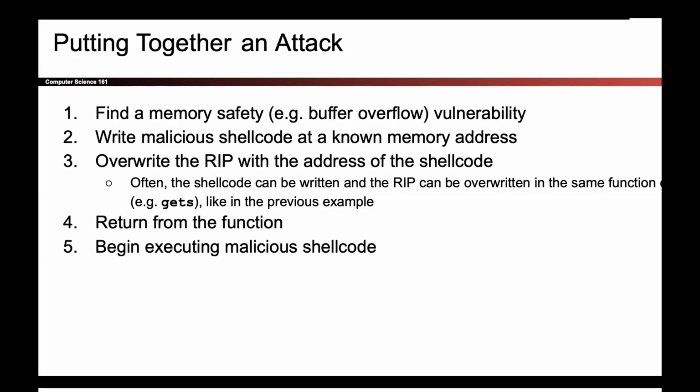And then when the vulnerable function, the function with a bug in it, returns, the CPU starts using the overwritten RIP and transfers control and starts executing code at that address, meaning it starts executing the malicious shellcode, and now the attacker has won. Now the attacker has control of that program, anything that program could do, the attacker now has the ability to make that program do.